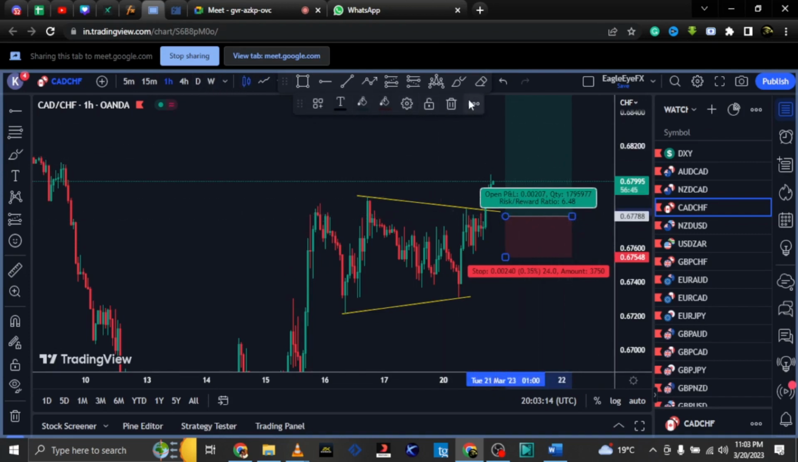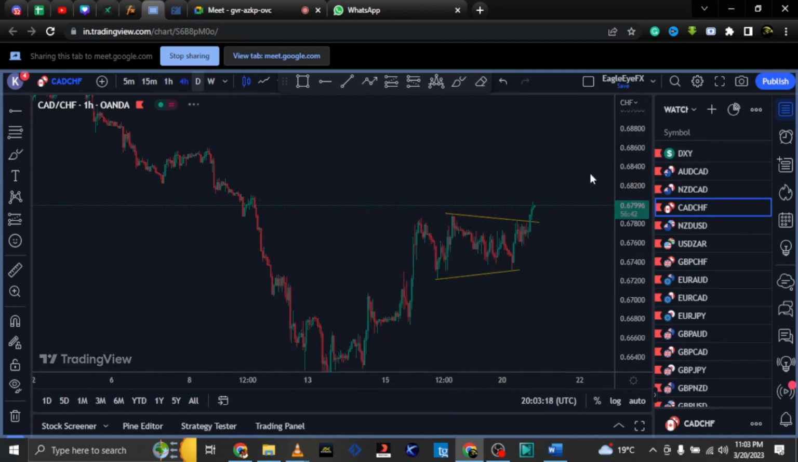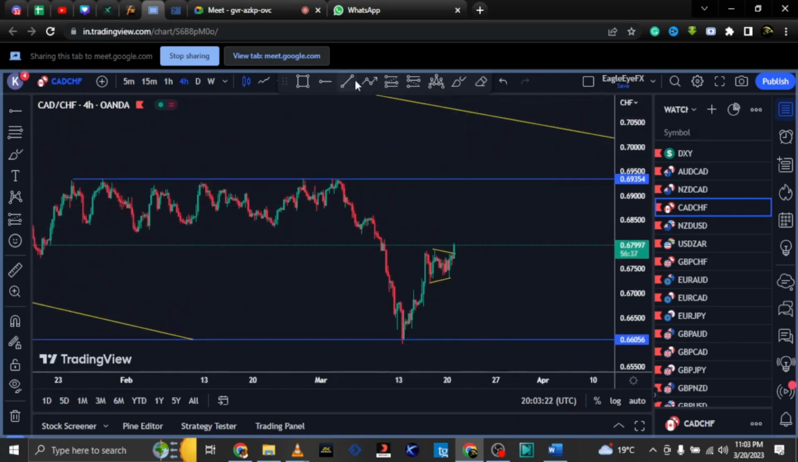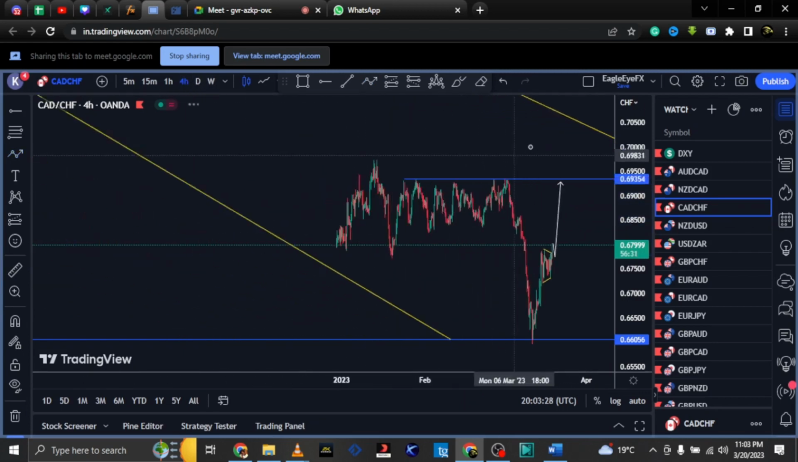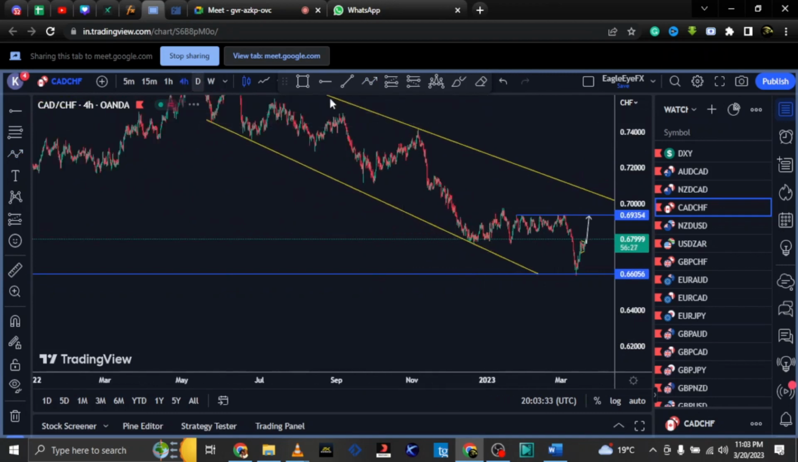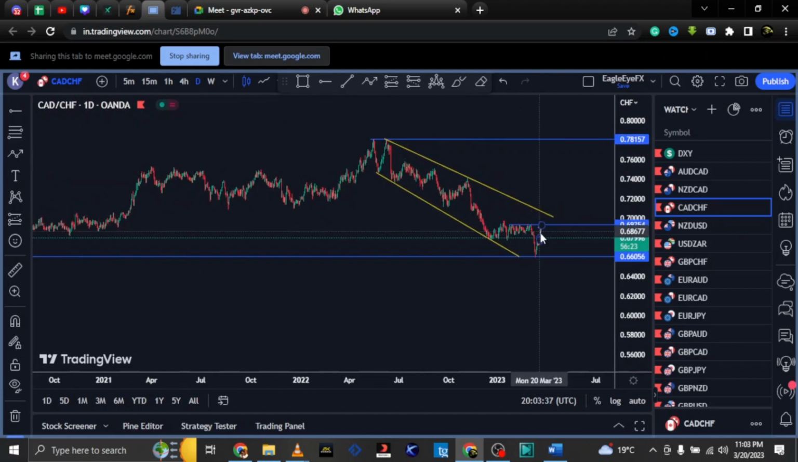So for CAD/CHF as well, I can say that I'm looking for a retest then to the upside, of which we're actually inside a bigger structure. If you look at it very well, we are actually on a descending structure, so this could actually continue to this level.